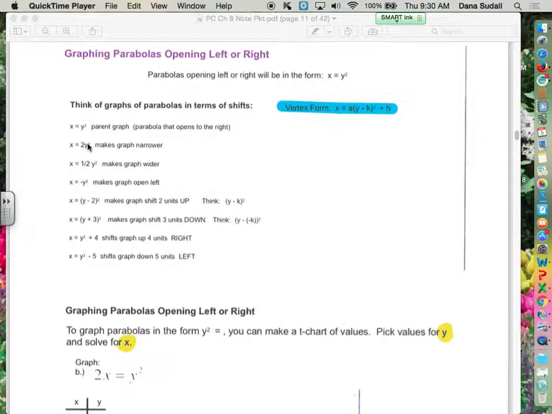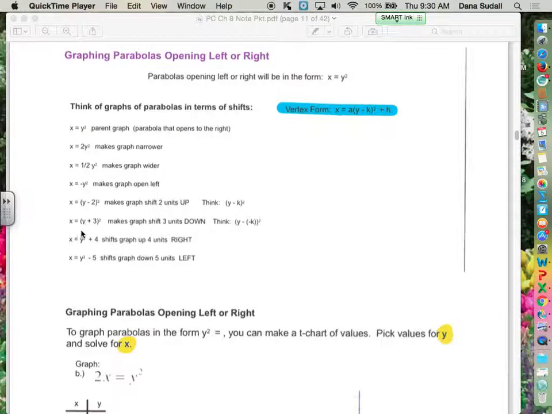But the same things are going to happen. If you have a coefficient for that squared term, it's going to make it wider or narrower. The shifting left and right and up and down, it's actually consistent with what you did with the other one. Y always goes with the k, so this is y minus k, and the k value shifts the graph up or down. So this 2 is going to shift your graph up 2. Plus 3 is going to shift the graph down 2. So think y minus k squared or y minus -k squared if you think of it in those terms.